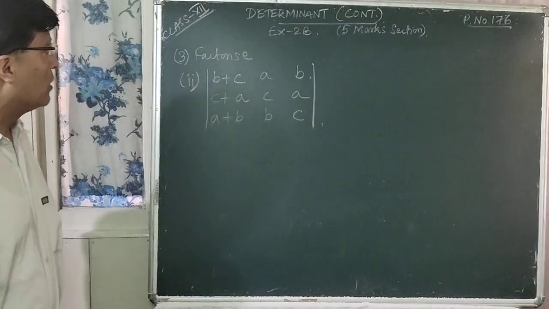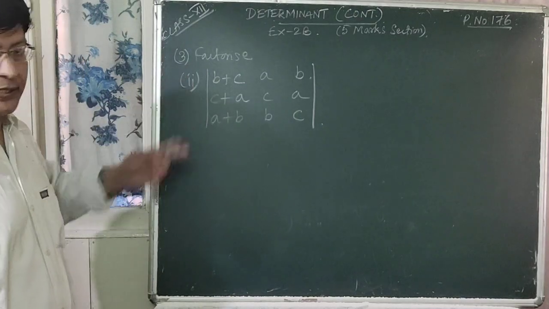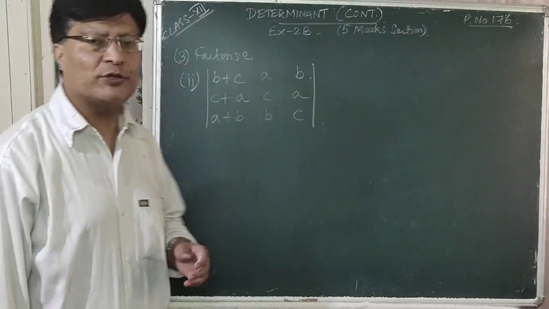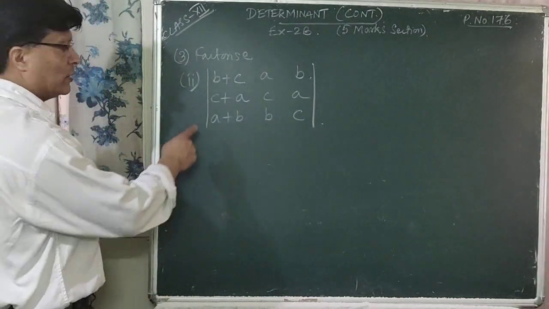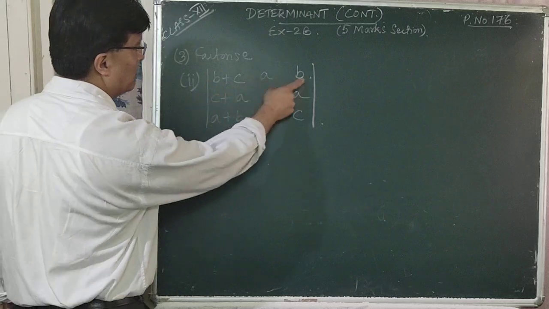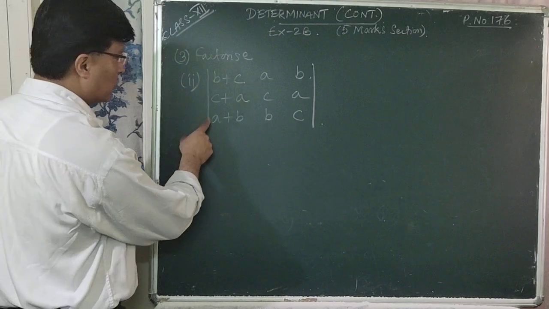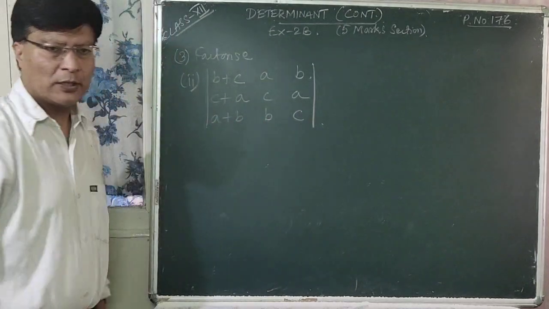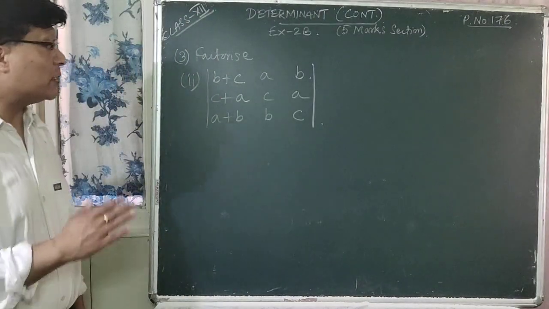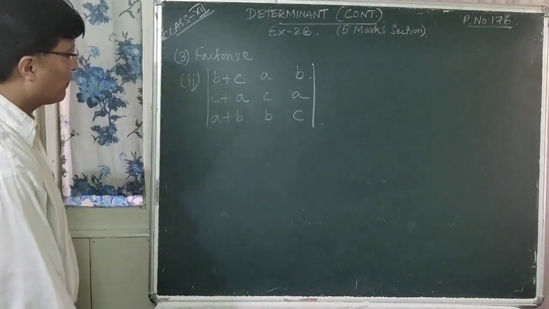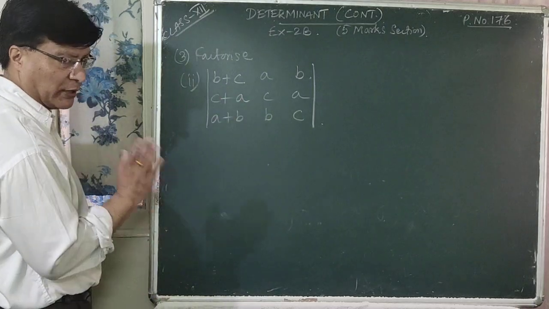So now we will do question number 3(2). That is factorize. Here also you have to resolve into factors. So here the determinant is, in the first row there is b plus c, a, b. In the second row c plus a, c, a. In the third row a plus b, b, c. So let us use the properties of determinant. So now which property is used here? Let us say, if we add all these rows, R1 plus R2 plus R3, what happens?